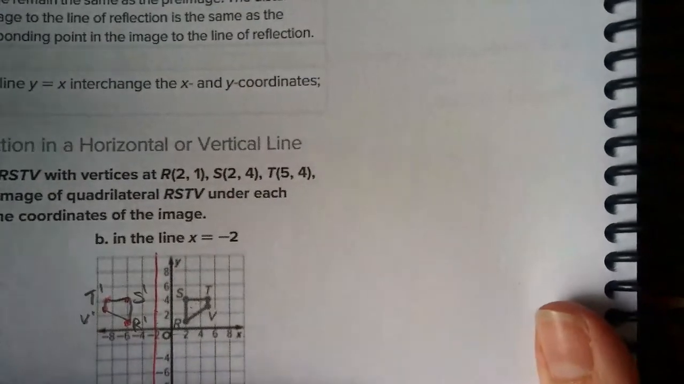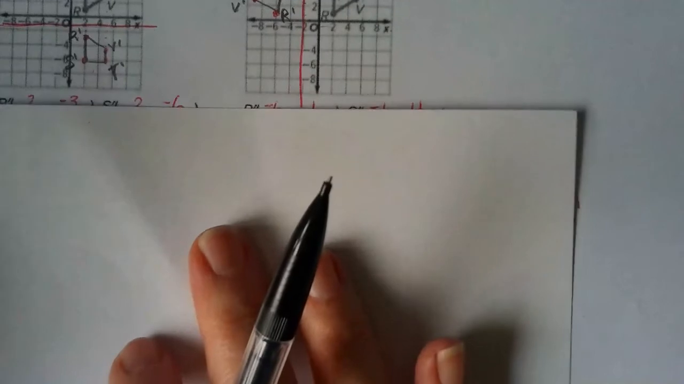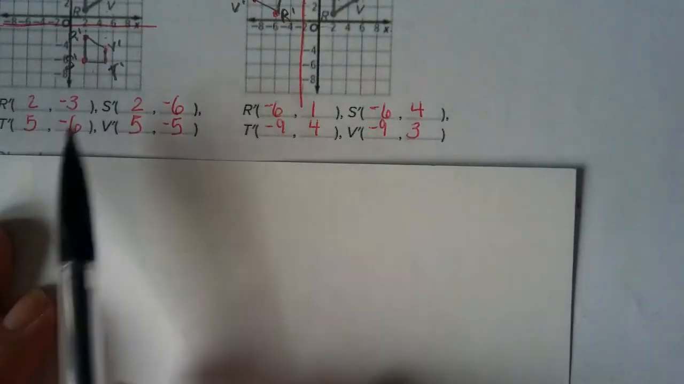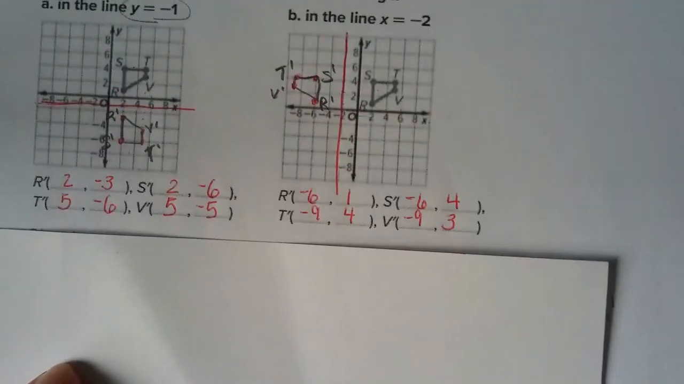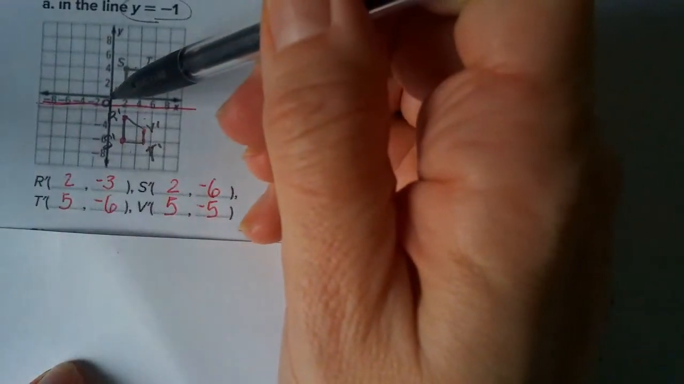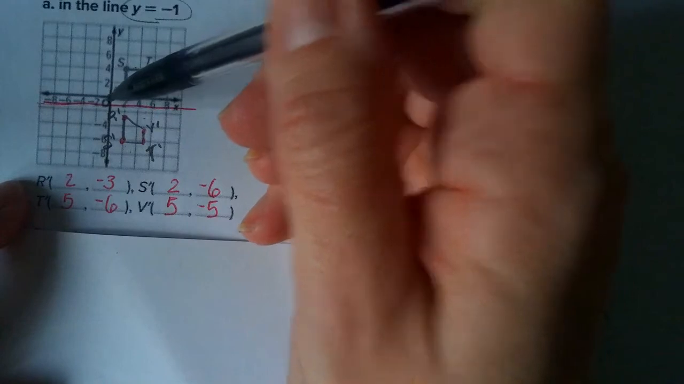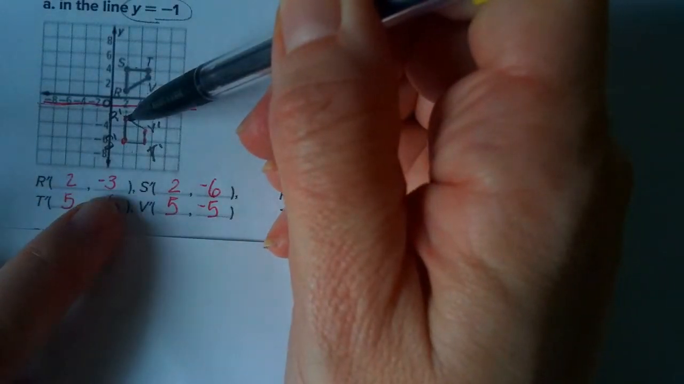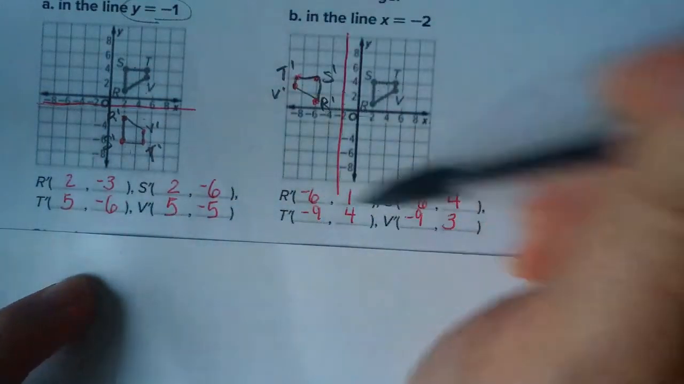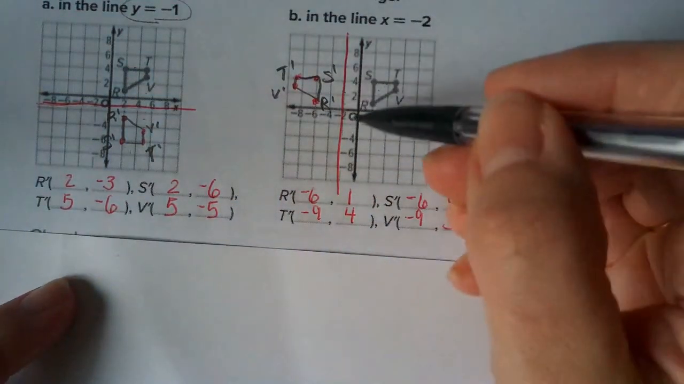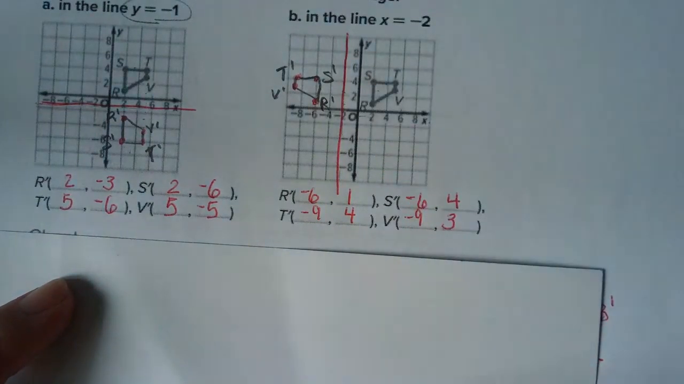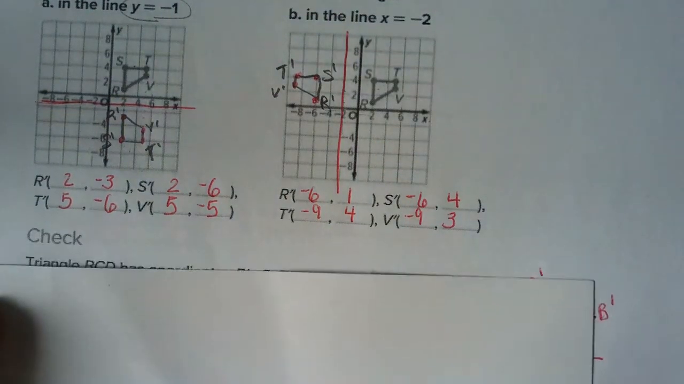Pause the video and try the check question. Oh, I'm sorry. I also forgot to mention that you needed to fill in your coordinates. Just remember that when you fill in your coordinates, you want to start from the origin. So R prime would be +2, and then my y coordinate would be -3. And then the same for the rest, and the same that I did over here. So my R prime over here would be -6, +1. Now pause the video and try the check question.